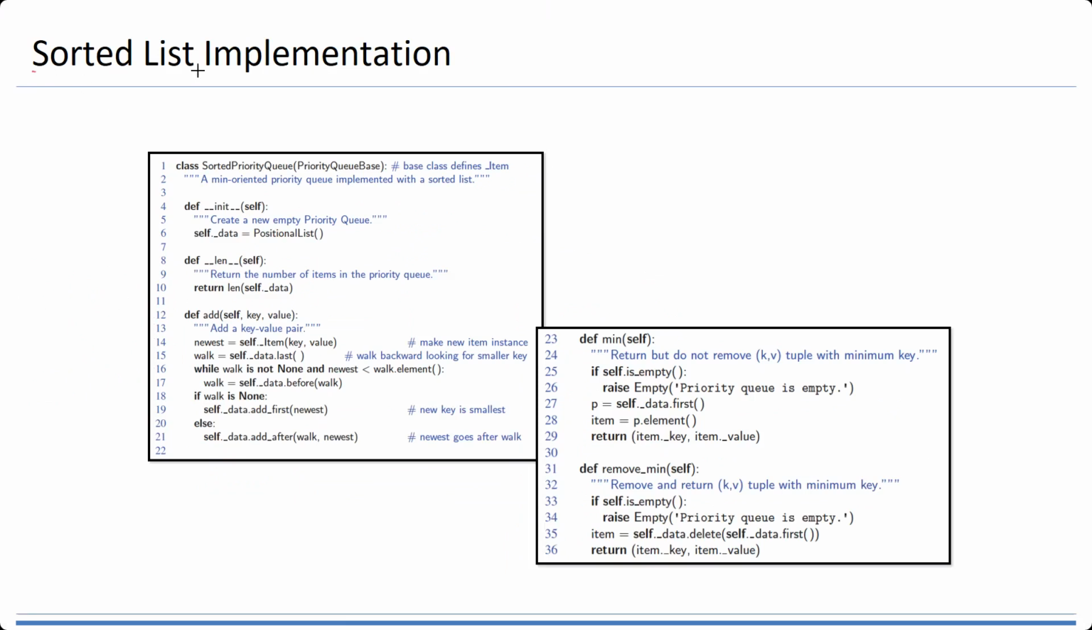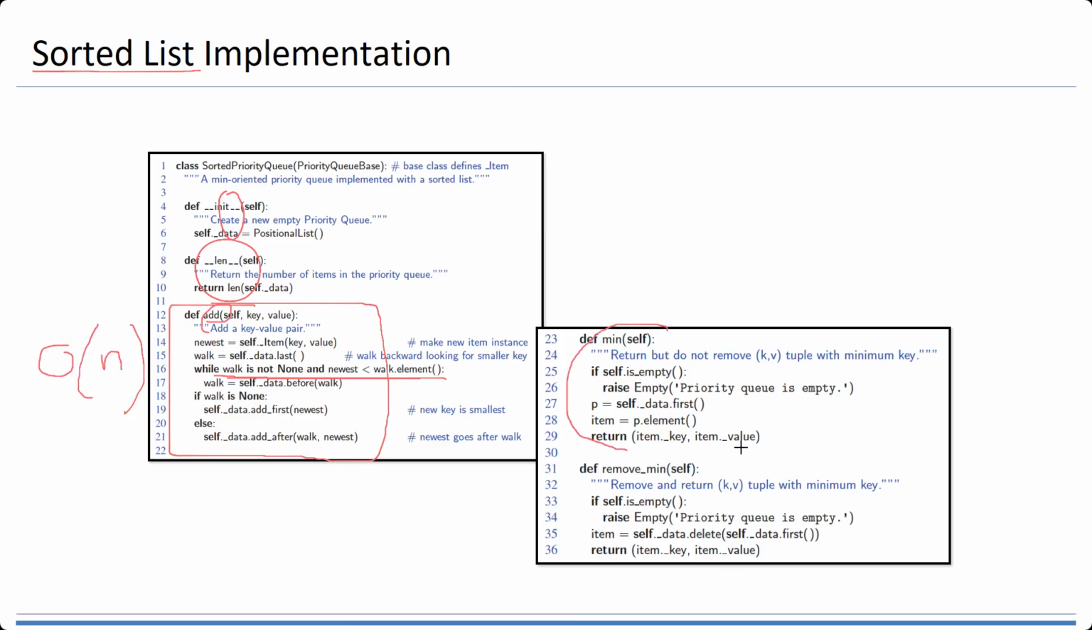If we are using the sorted list, the init is the constructor. We just create a new instance. I want to check how many items I have. And then when I add the data, I will check where is the good position of this data. The good position means I will check for every possibility whether this key is minimum or not. So the add function will be O(n) times.